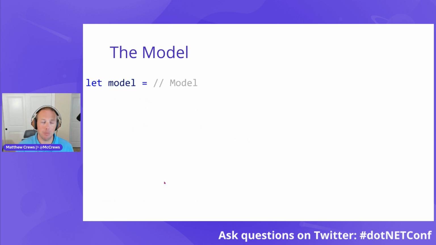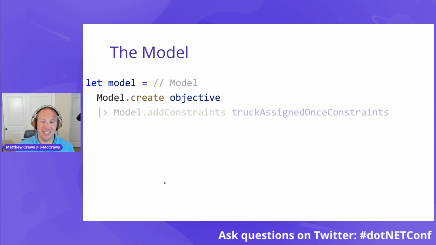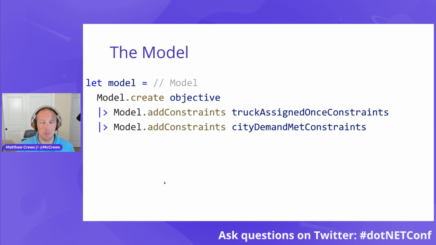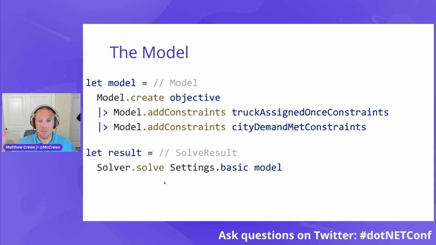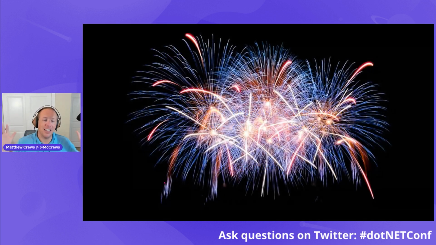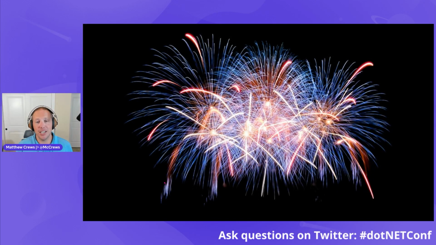Now we can build up our model. Our model is simply: create the model, given that initial objective, add the trucks-assigned-once constraint, add the cities' demand-met constraints, and then we're going to call solve. This would send the model to the solver, and the solver would search through that and find the best possible plan, which minimizes the cost, only assigns the trucks once, but still meets the demands for the city. Yay, that's fantastic. What's powerful is as our data changes, we can rerun this and reuse this model.